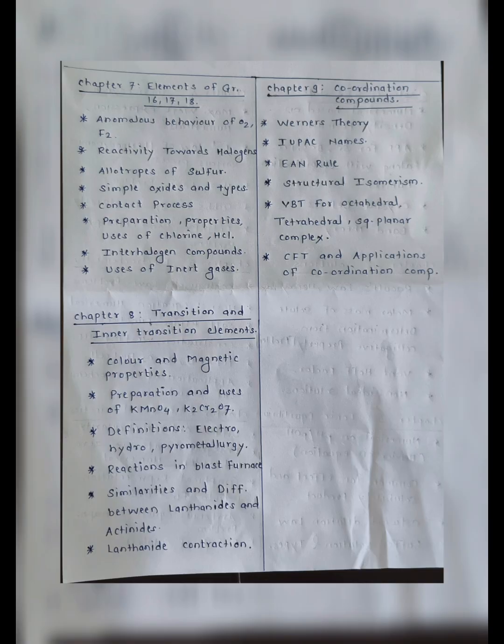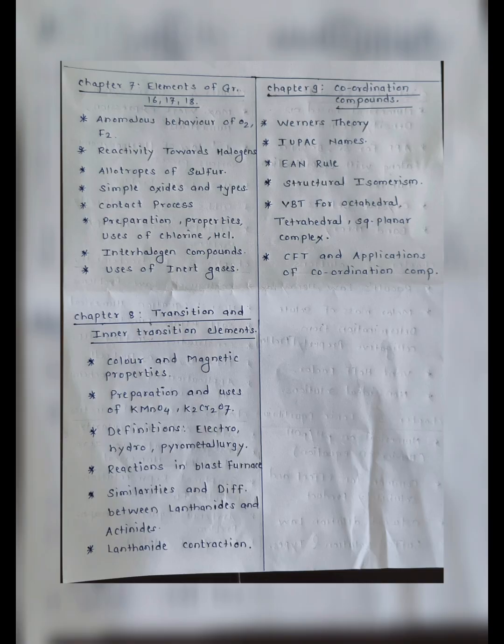Next one is the EAN rule, effective atomic number rule, structural isomerism and its types along with examples. VBT of octahedral, tetrahedral and square planar complexes. In that case, complex along with hybridization, number of unpaired electrons and magnetic behavior are the important points. NiCl4 and Ni(CN)4 are two different complexes having the same number of ligands, but they have different hybridization as well as different lone pairs of electrons. The geometry is also different, so Ni(CN)4 shows dsp2 hybridization and NiCl4, with the chloride ion, shows a tetrahedral complex. In this way you have to prepare for it.